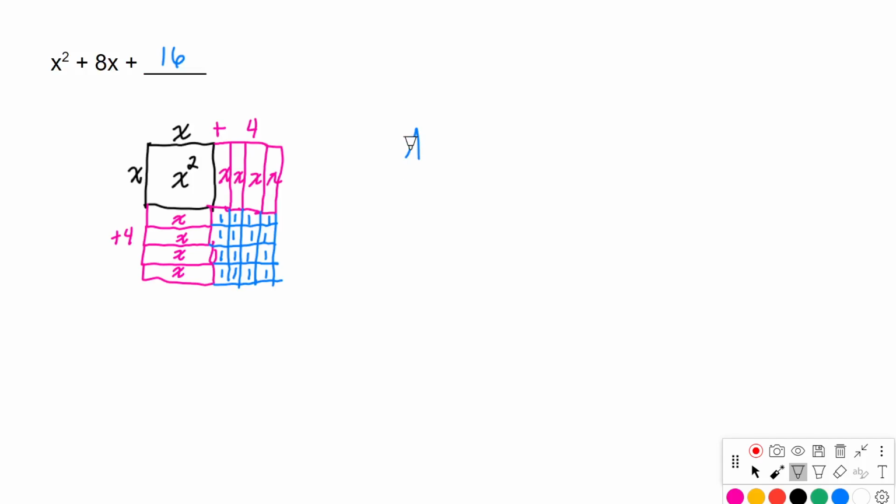So one equation for area is A of x equals x squared plus 8x plus 16, or we can write it just using the dimensions: A of x equals x plus 4 squared.